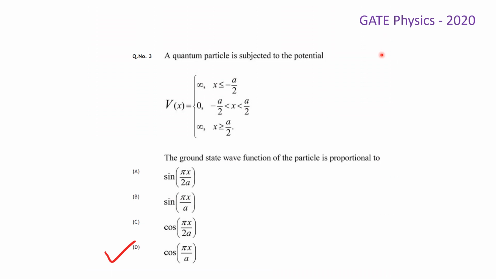We solved this problem in two different ways. From both the solutions, we found that the answer for this question, that is the ground state wave function of the particle, is proportional to option D, that is cos pi x by a.